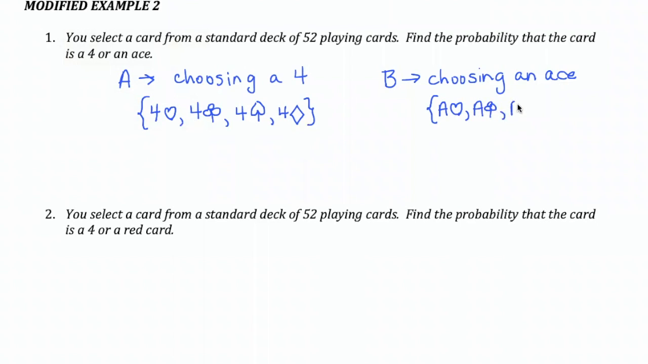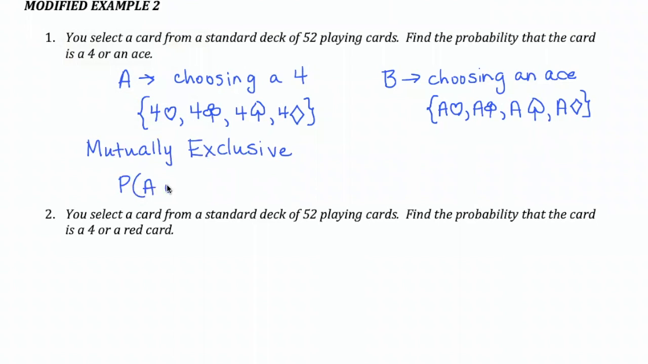Again, all the same suits, but now choosing an ace. So when I'm finished, if you look back at my sample spaces, do I have any outcomes that are identical to both sample spaces? And the answer is no, there's nothing in common here. So because of that, these are known as mutually exclusive events. We're not going to double count anything. So therefore, if I want the probability of A or B, I will just take the probability A and add probability B.